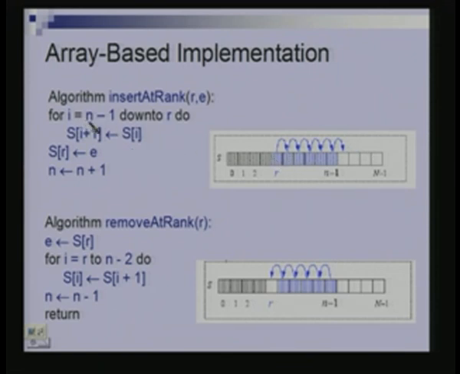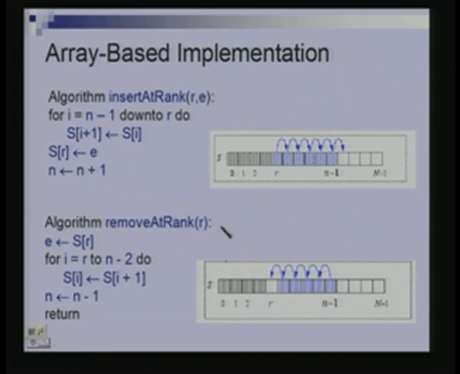What are we doing? We are in a for loop, first the element at n minus 1 is moved one step to the right by this statement, then n minus 2 is moved one step to the right, and so on till r. The element at r is moved one step to the right, and then finally, the element e is put at position r, and the size is increased by 1. Suppose n stores the size of the vector.